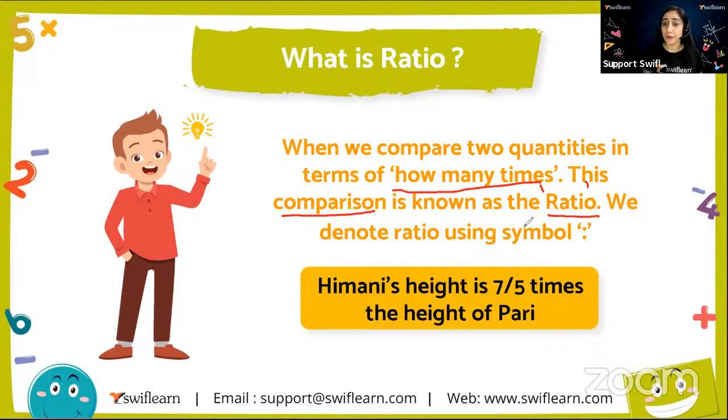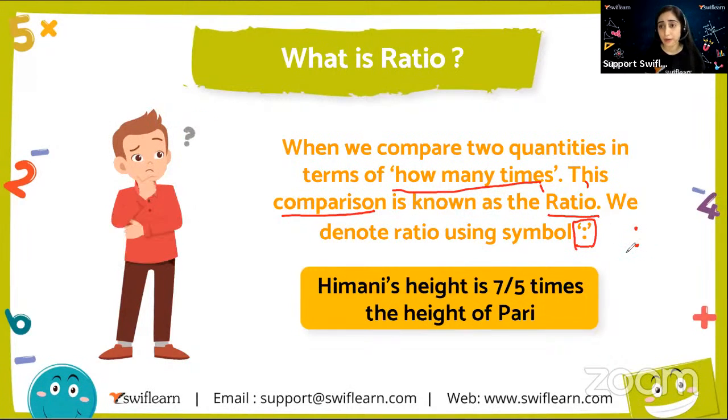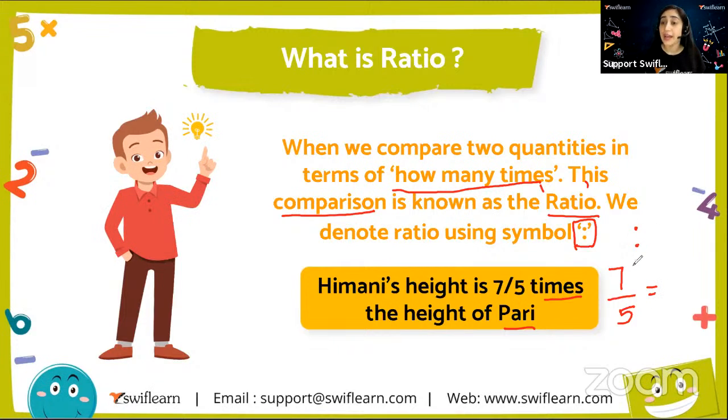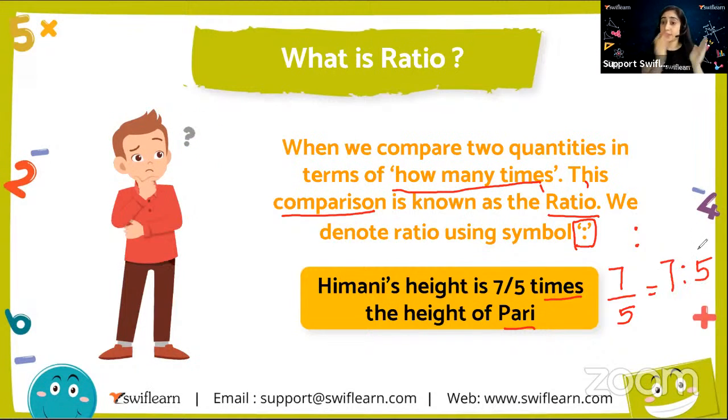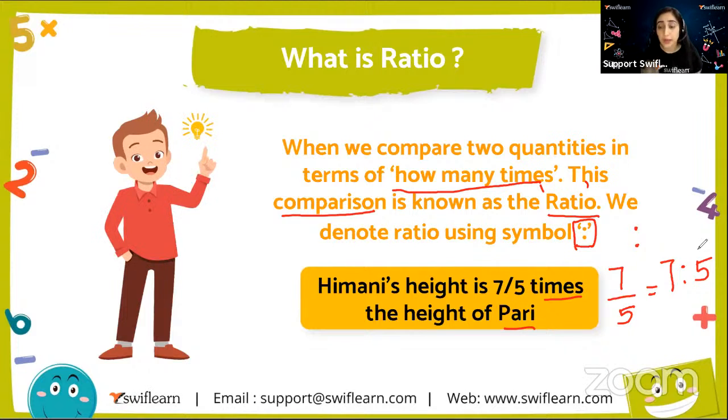Okay. So now we denote ratio using this sign of two dots. We call it a colon. So how do we do it? See, Himani's height was 7/5 times the height of Pari. So we write 7 first for Himani, 7/5 it was, so we'll write it in the form of a ratio. And that is written as 7:5.